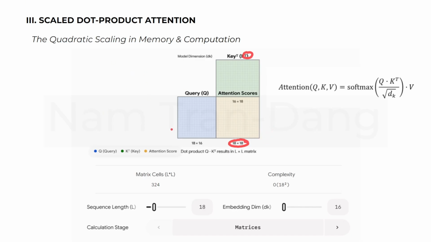And here you can see this is one of the problems of the original transformer, which is the quadratic scaling complexity, L to the power of 2.